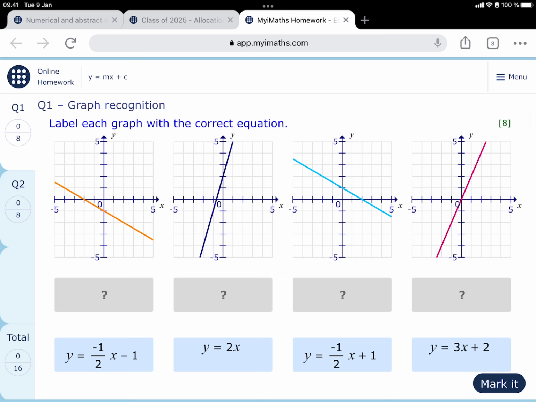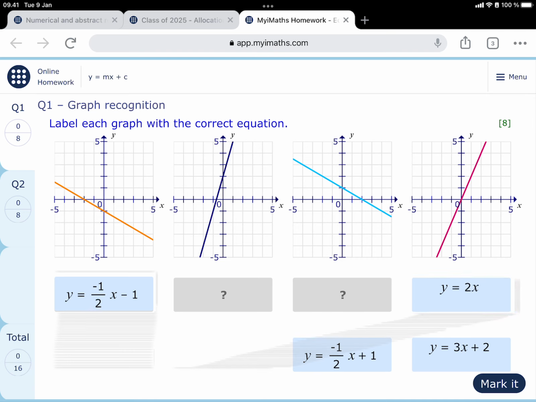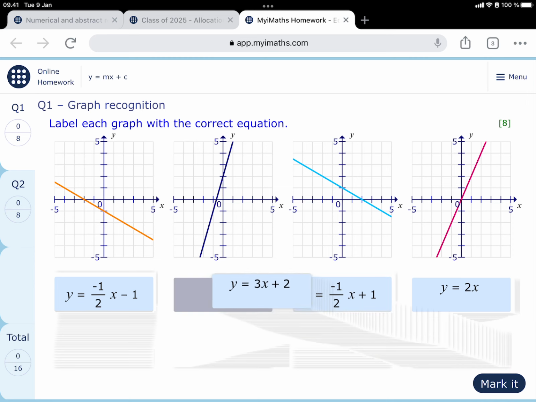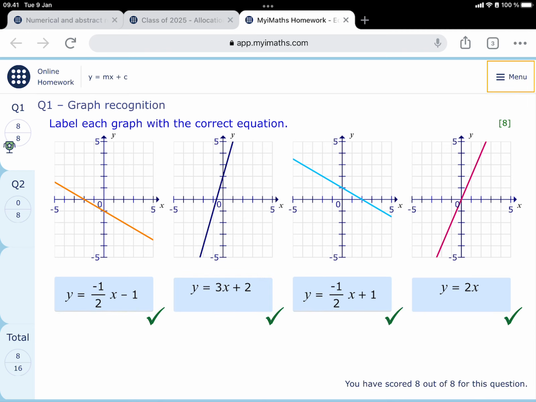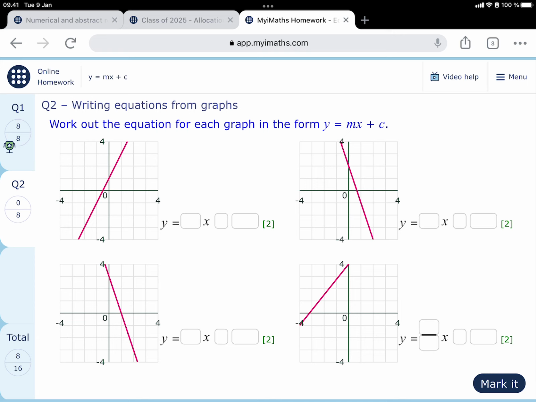So we've got y equals -1/2 x minus 1 for the first one. Y equals 2x was the last one. Y equals -1/2 x plus 1 was the third one. And y equals 3x plus 2 was the second one. And there's 8 out of 8. Now let's have a look at question 2. So once again, I'll just paste that into something else on my tablet so that I can annotate it.